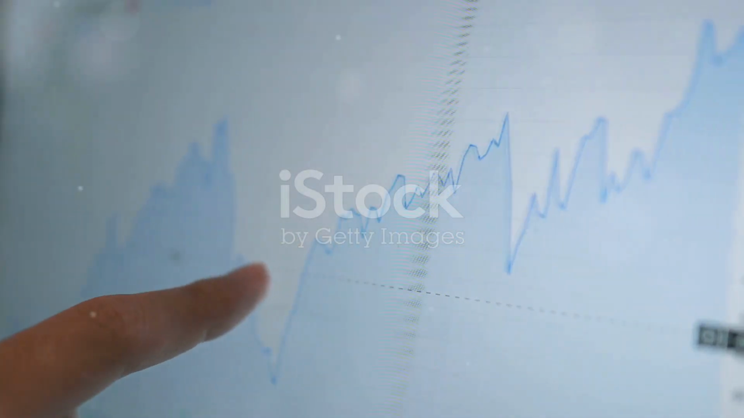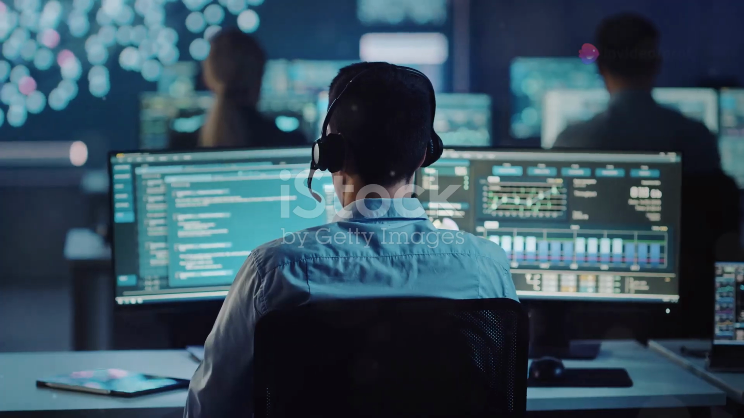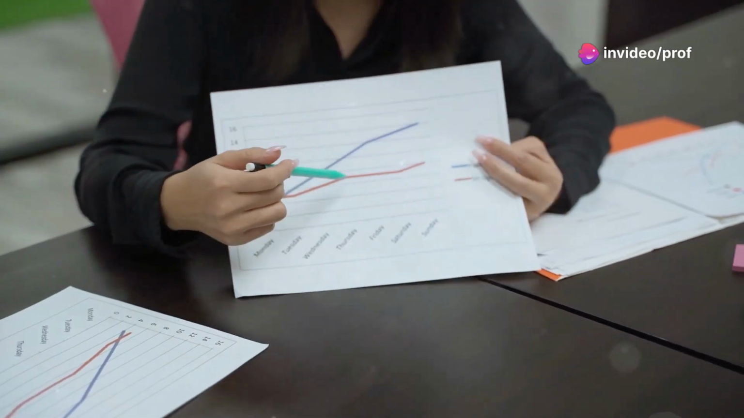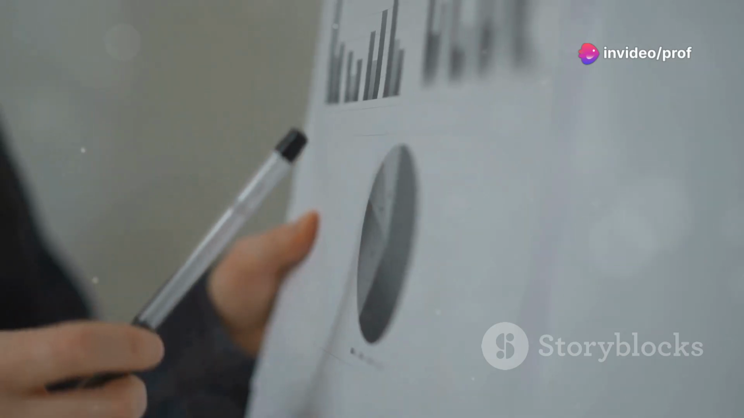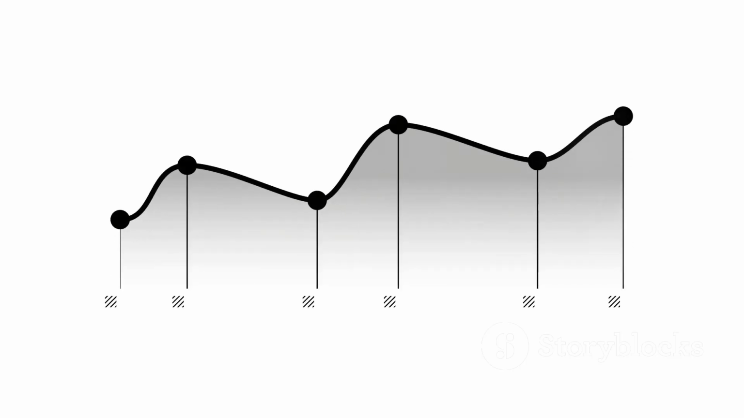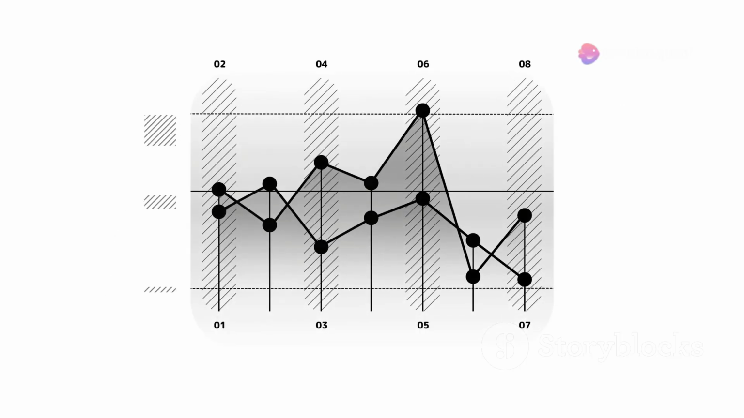Time series data possesses distinct characteristics that set it apart from other data types. The most significant of these is its inherent time dependency. In time series, the order of observations matters. Each data point is related to its predecessors and successors, forming a continuous flow of information.